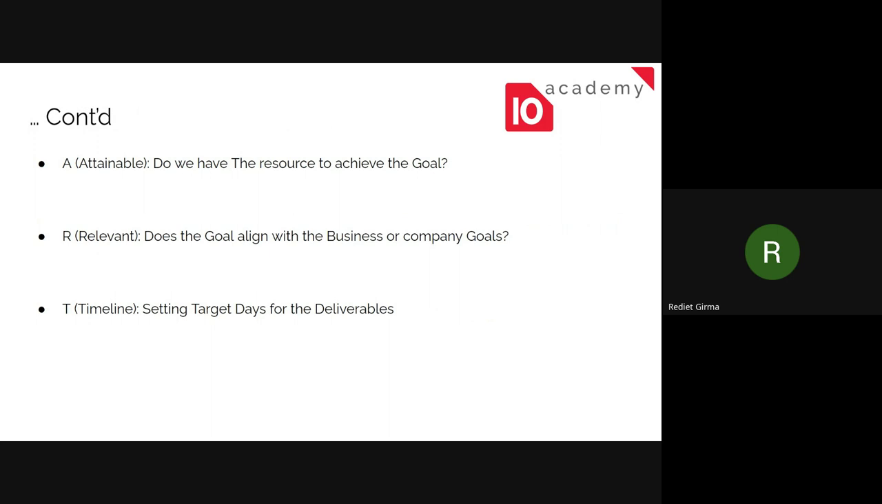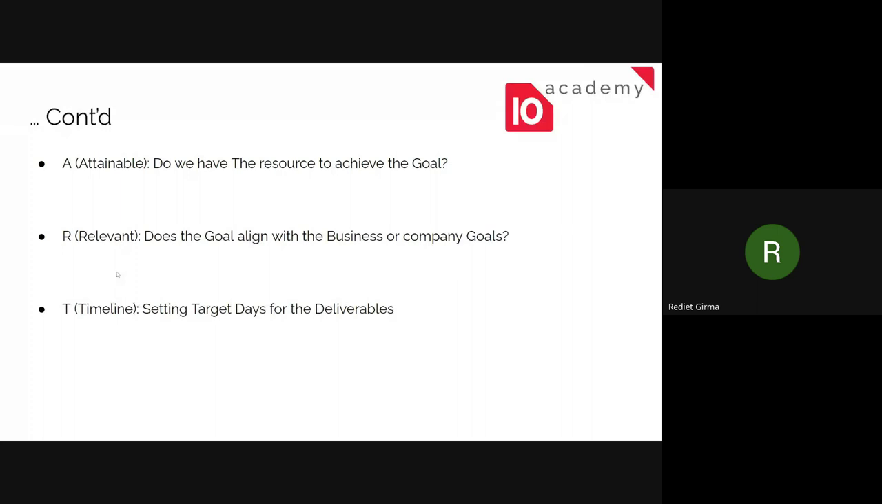The other one is, is it attainable? Most of the time, most people are ambitious at the beginning of doing projects or assignments or everything. So we need to carefully check if it is attainable or not. Do we have the resources to achieve the goal? By resources, it might be human resources or budget. Do we have enough connections in order to achieve the goal? Is that attainable with the resources that we have at this time? This is really an important concept to consider while setting goals.